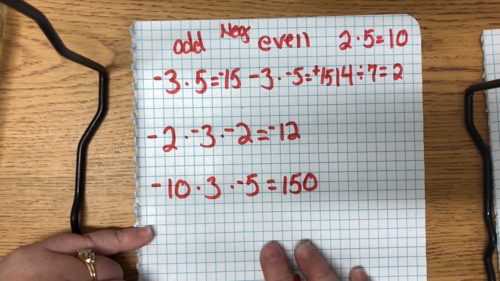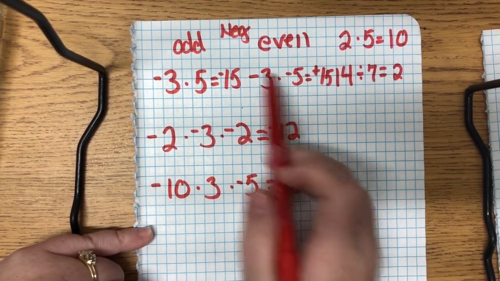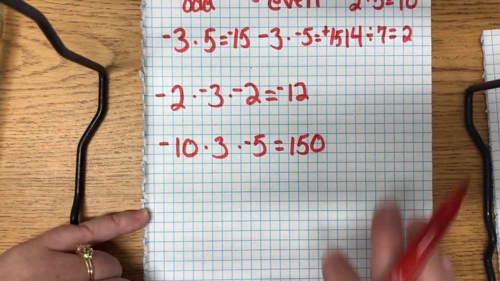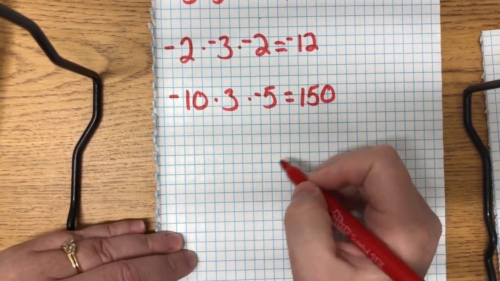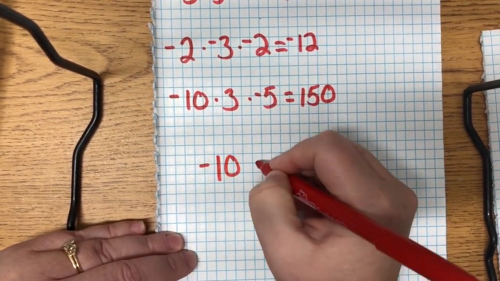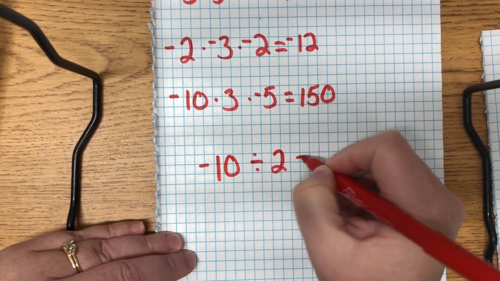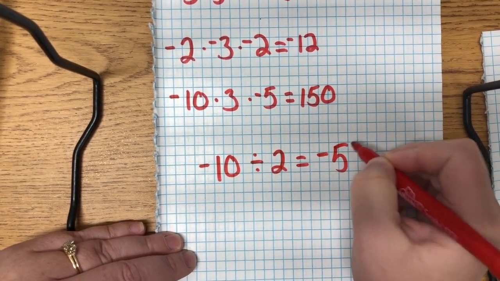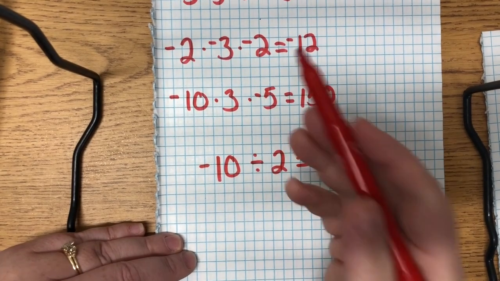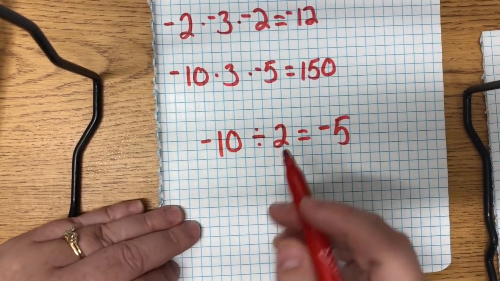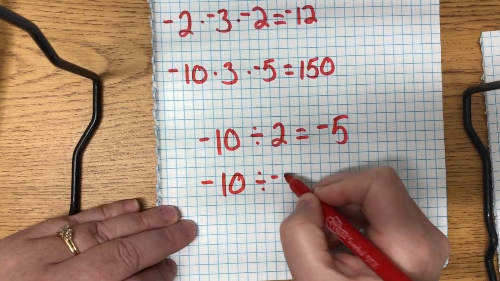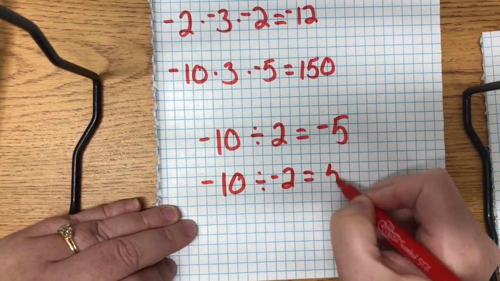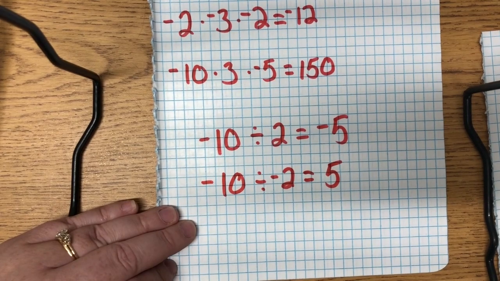Now that's multiplication right here. If I take division, it's the same type of thing. If I have -10 divided by 2, that's going to give me -5. 1 negative, that meets my odd requirement. If I have -10 divided by -2, that's going to give me +5.